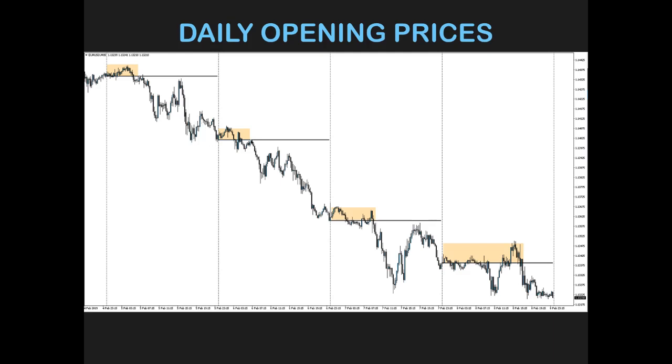And then the following day, the same thing. We have the opening price. Price comes up just a little bit above it, then proceeds to trade lower and sell off, and then closes the day down here.